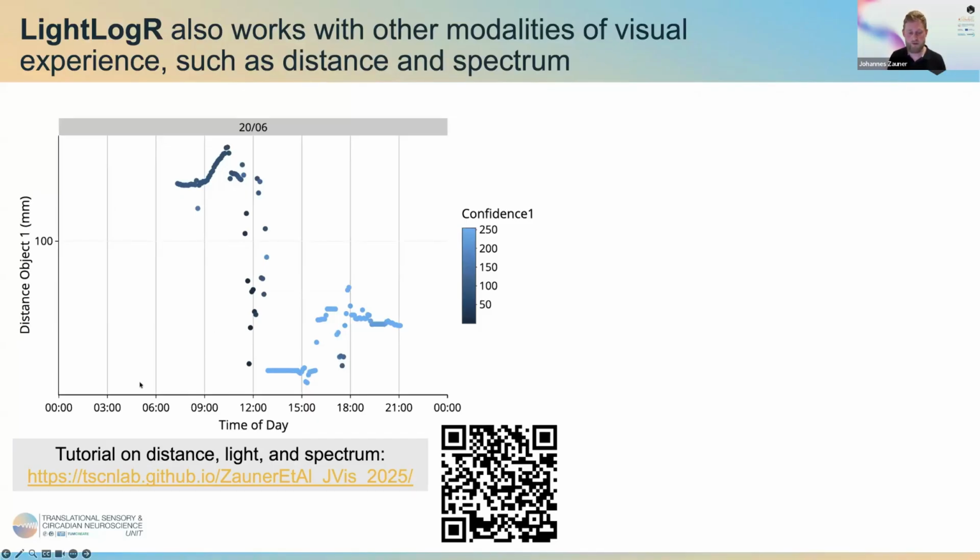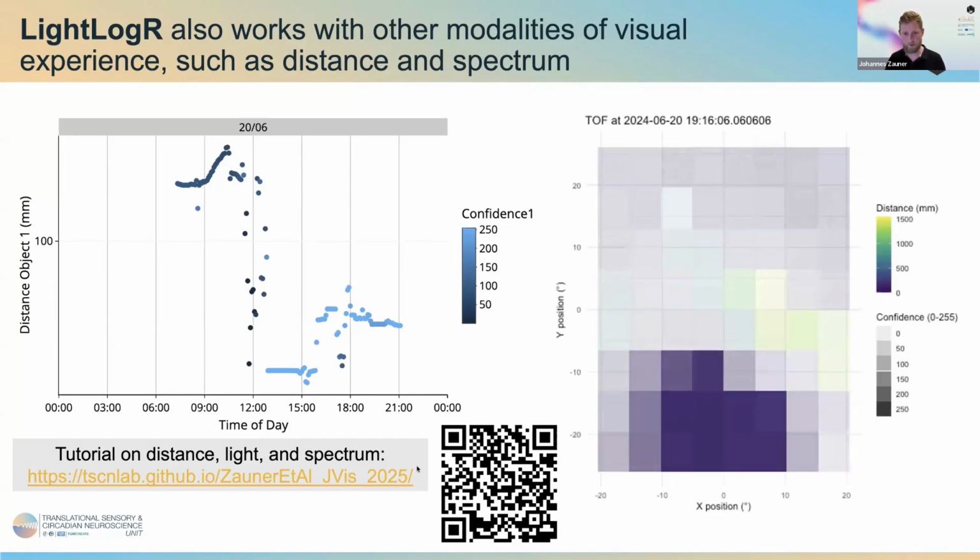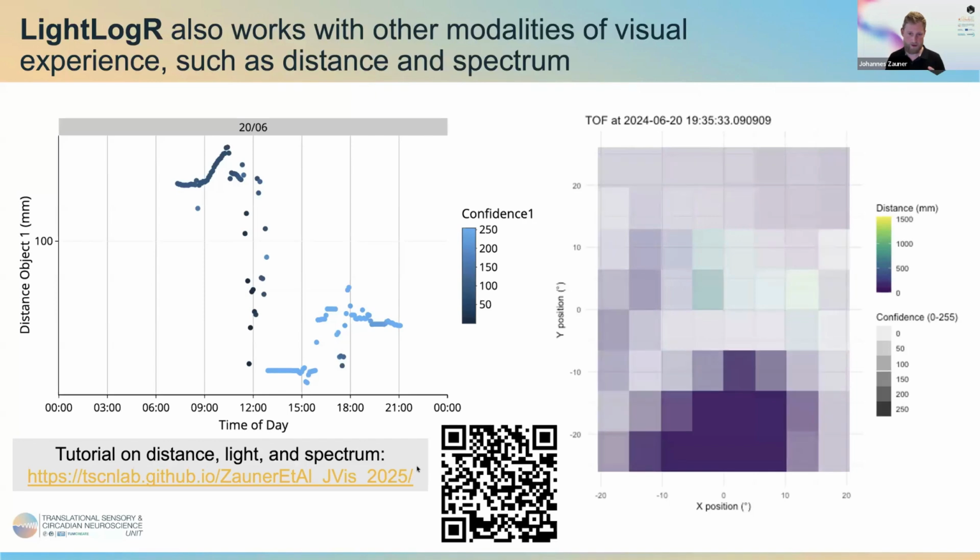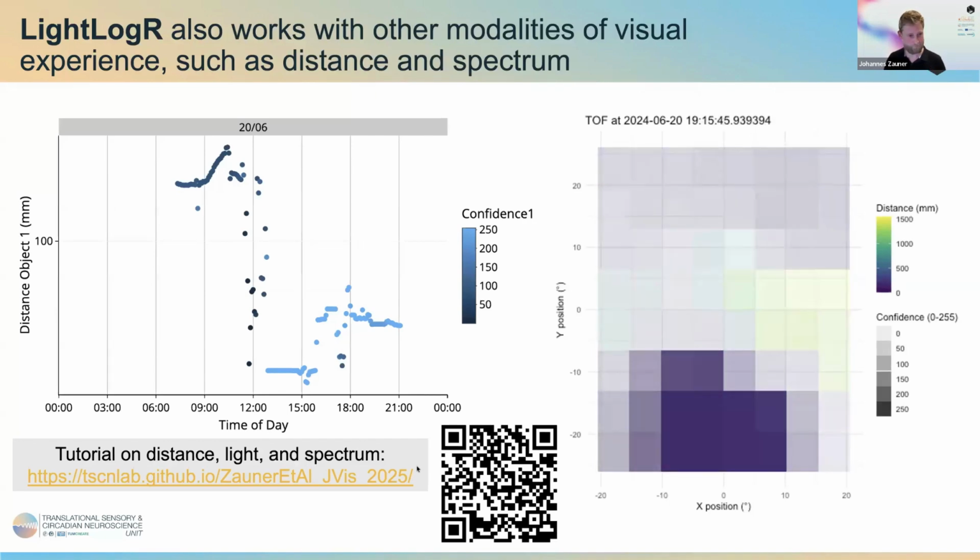But if you're interested in that, there is a very nice tutorial out there that you can visit later on that goes specifically into things like distance and spectrum with much richer data sets than what we are looking at today. So you can even look at distributions in space, so spatial distributions, in this case of distance, and with a little bit of tweaking, you can work with LightLogR in that regard.